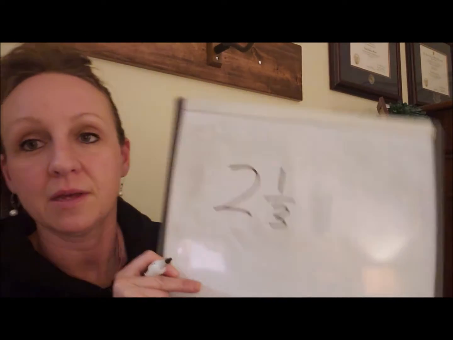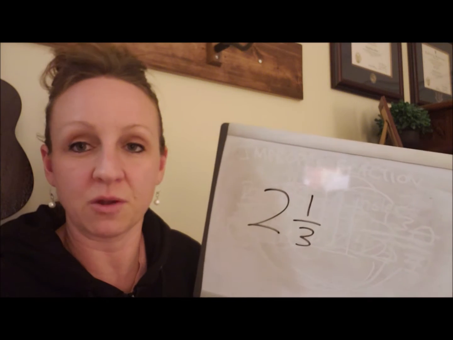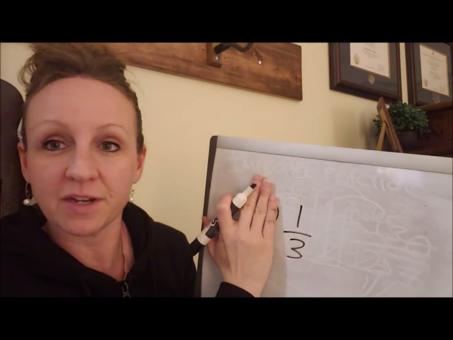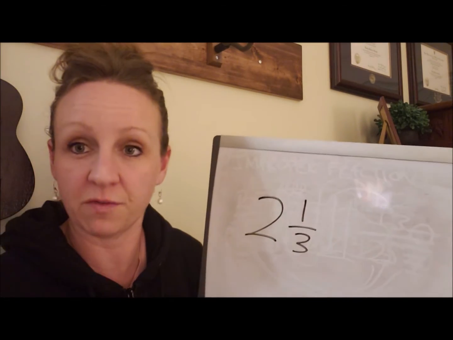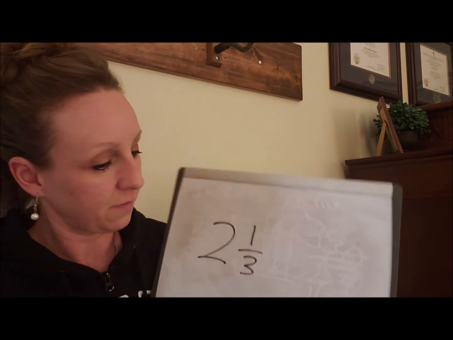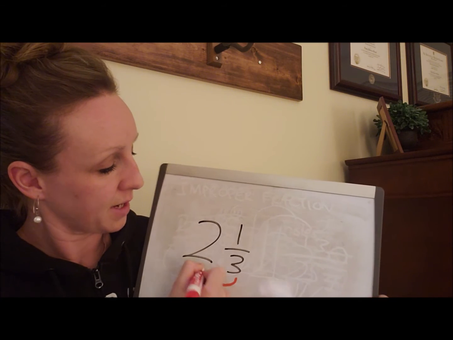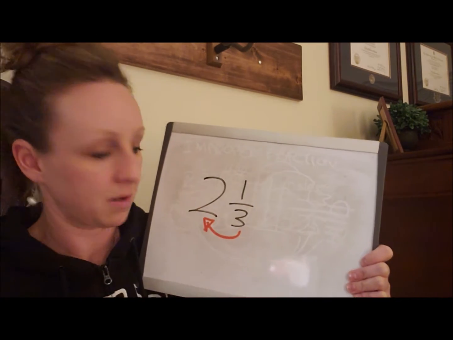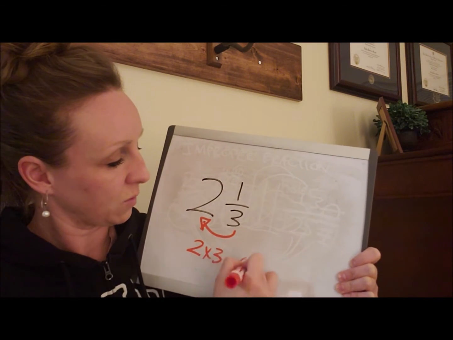So let's say, for example, now I've got 2 and 1 over 3. And maybe I'm trying to do a math equation in which it's easier if I don't have a big number on the side, if I just have what looks to be the fraction part. So let me get another color, and I'll show you how this works. The first thing I'm going to do is multiply the denominator, the bottom number, by the big number. Okay, so 2 times 3 equals 6.